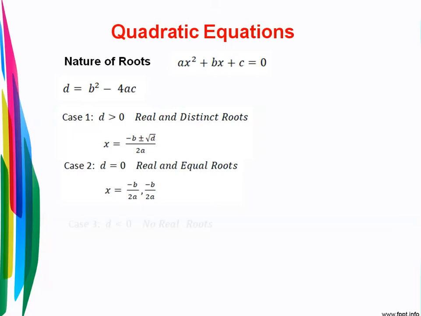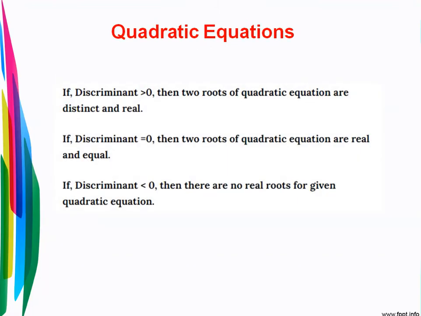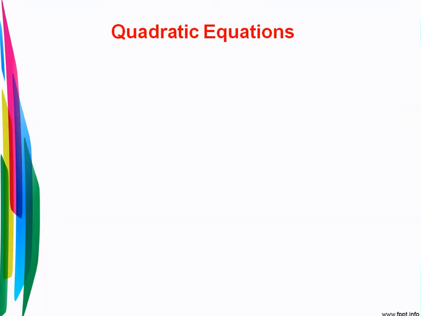Next is case 3, when D is less than 0: no real root. Why no real root? Because D is negative, and the root of a negative value is not defined in the reals. So that's why we say no real root. Roots exist, but they are not real. Let's revise it again. D greater than 0: the two roots of the quadratic equation are real and distinct. D equal to 0: the two roots are real and equal. If D is less than 0, there are no real roots for the given quadratic equation.